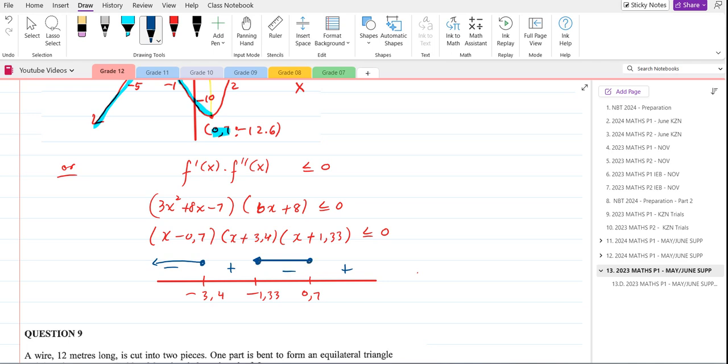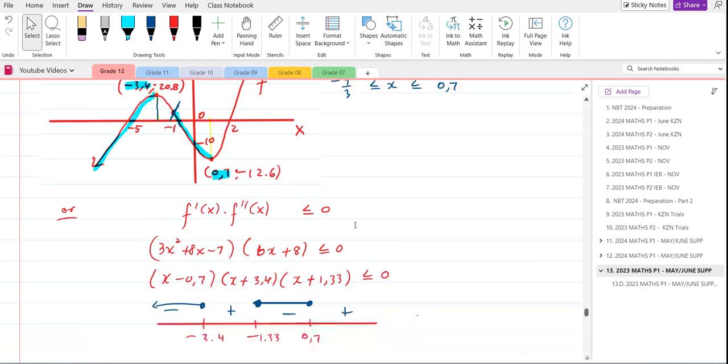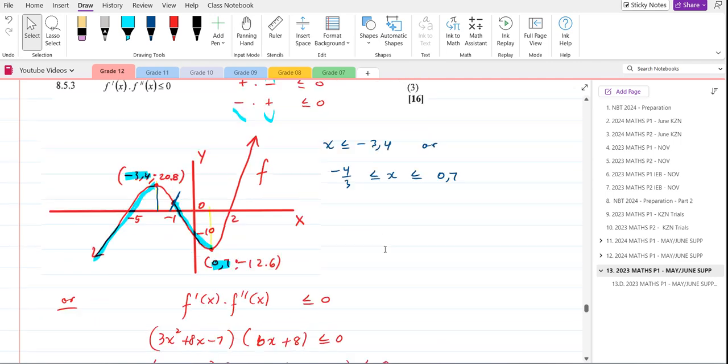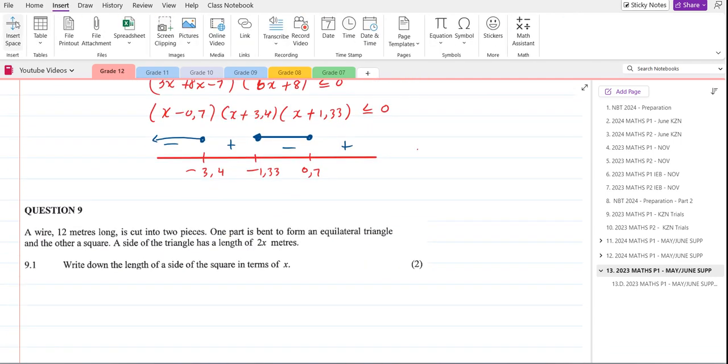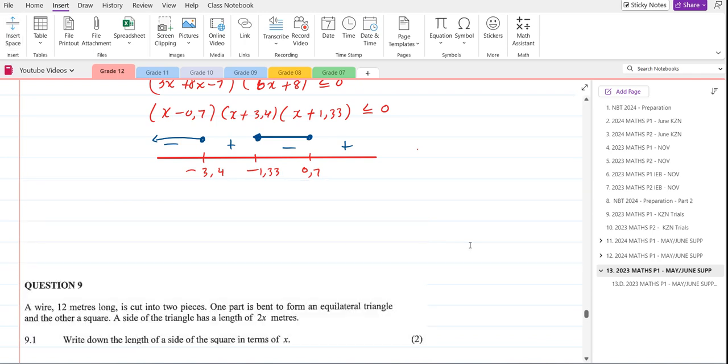Right, so did we have the same answer before? Yeah, we had the same answer before. Right, so what's the answer here now? So you see, I gave you two alternatives. So x is less than negative 3.4, or negative 1.33, remember, is less than or equal to x, less than or equal to 0.7. Right, so I hope you guys understood that.